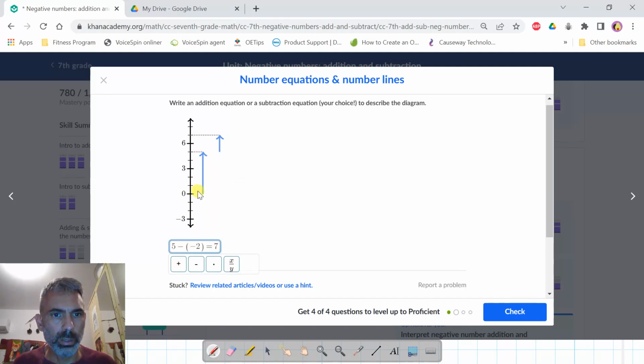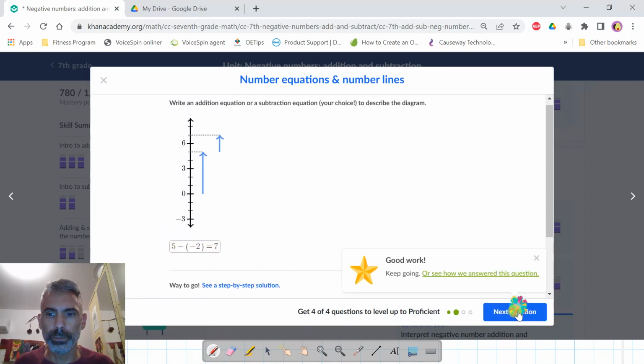We can say that to begin with we have 5, and then we take away negative 2, minus negative 2. If we take away a negative, we end up adding this amount, so we end up at 7. So this is also an option.